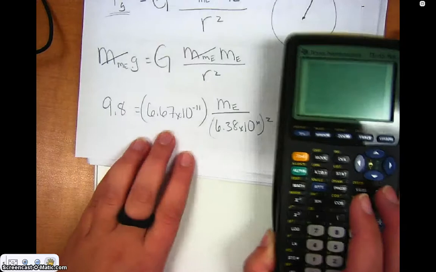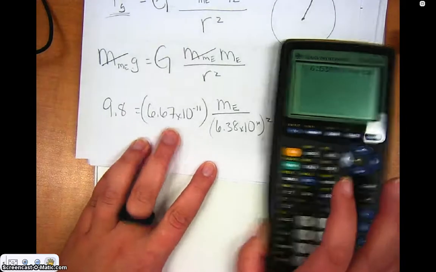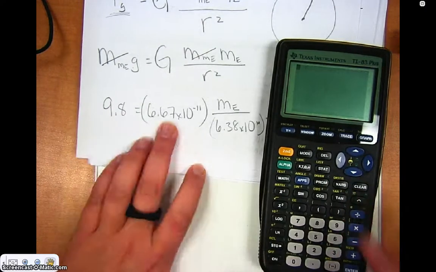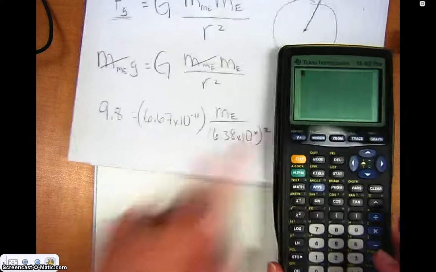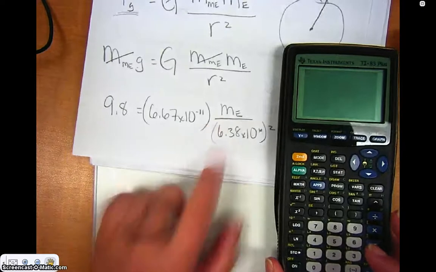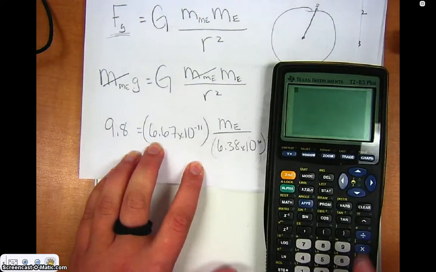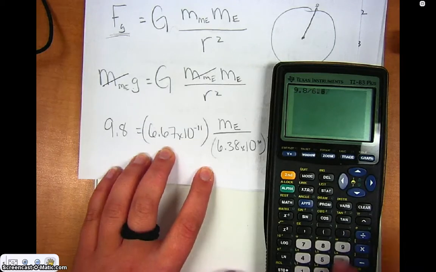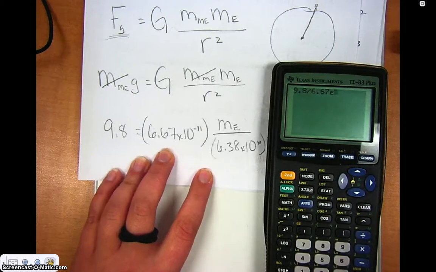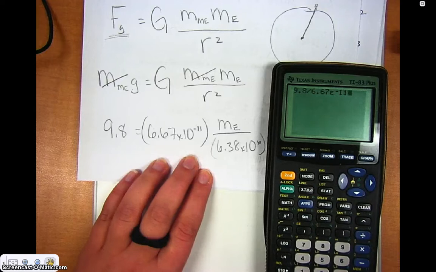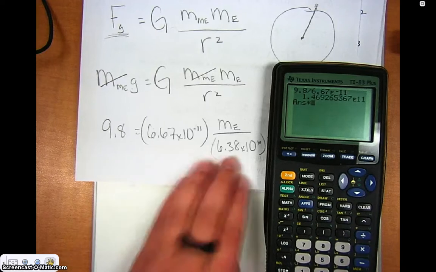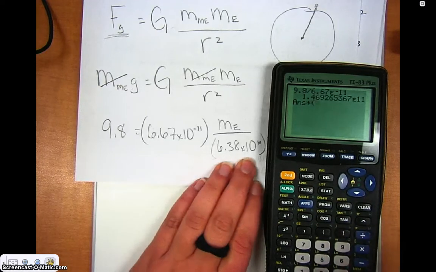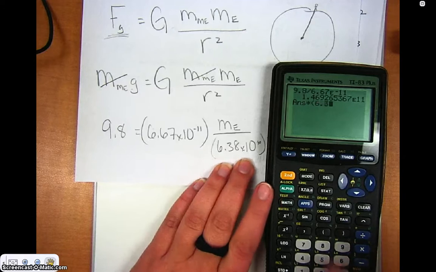So we want to tell the calculator that this is the case. What I'm going to do is divide 9.8 by this number, and then I want to multiply by this number squared, right, to get the mass of the Earth. So it's 9.8 divided by, and then I'll put 6.67 and do this EE button to the negative 11th. Okay? And then I'm going to multiply by this, and I'm going to put it in parentheses so that I can square it.